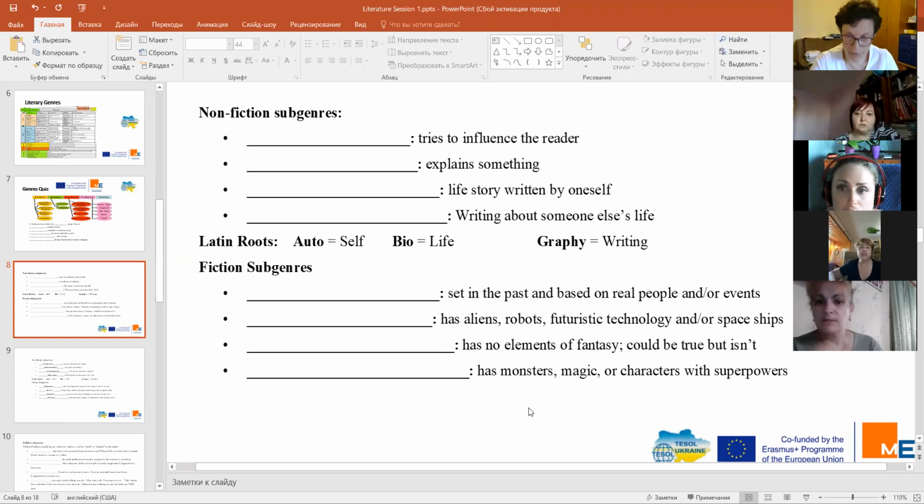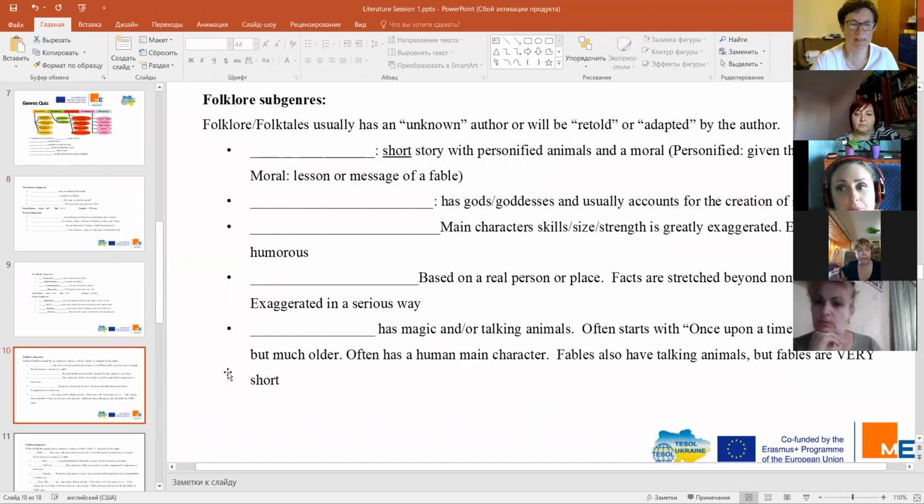Okay. Has aliens, robots, futuristic technology? Science fiction. No elements of fantasy. Could be true, but isn't. It's realistic fiction. Yeah, that's just fiction. And monsters, magic, or characters with superpowers. Fantasy. Good.